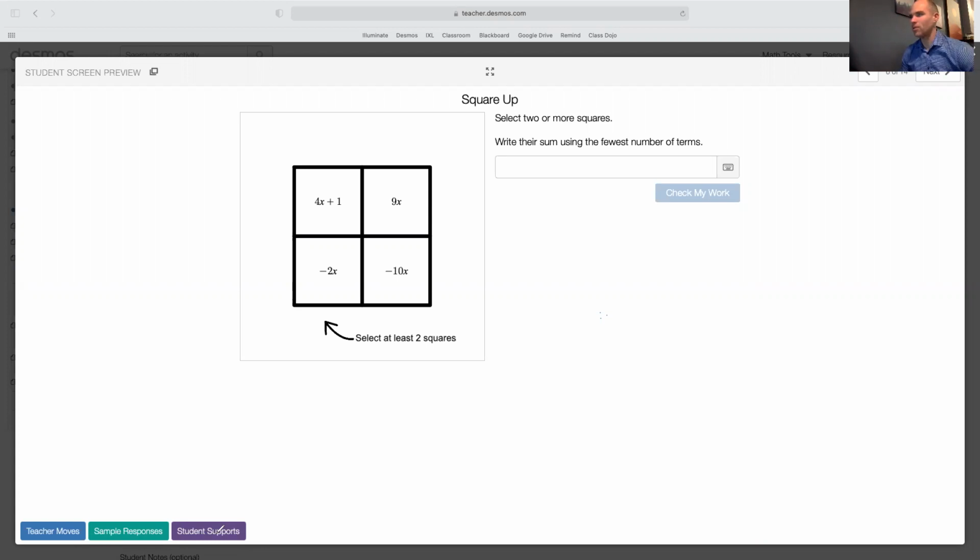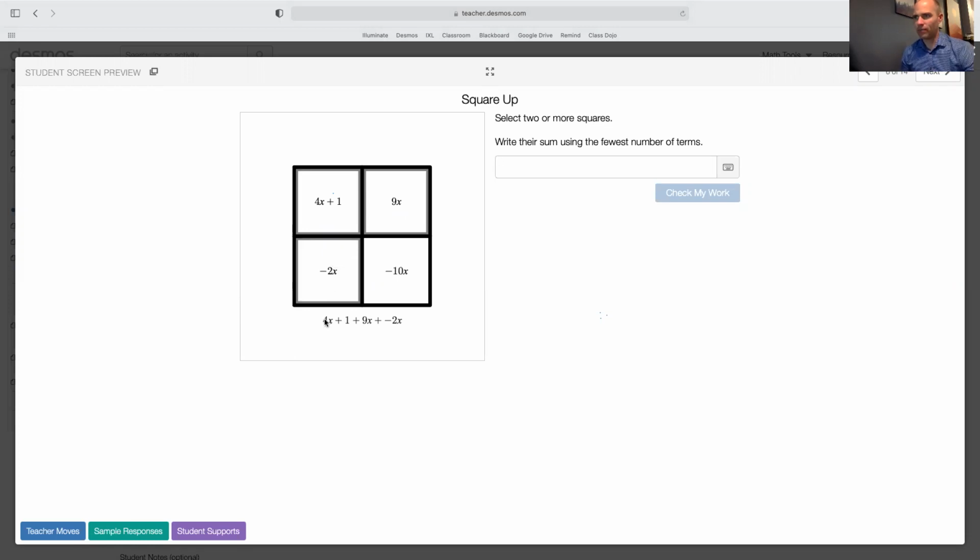So when I'm on screen 6, I'm pretty sure I'm going to tell my students to skip screens 1 through 5. I think Mr. Wong is going to say the same thing as well. So you start on screen 6. And it says select 2 or more squares, whichever ones you want. I guess I'll do 4x plus 1, 9x, and negative 2x. I'm going to select 3.